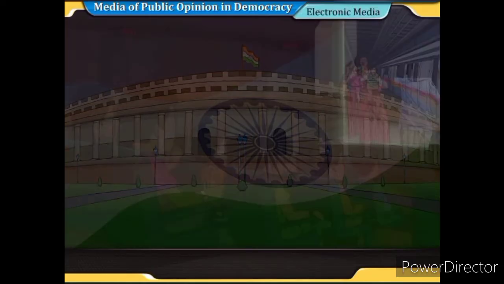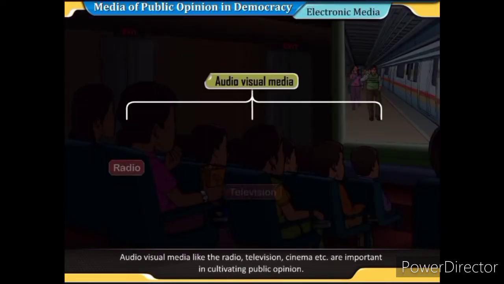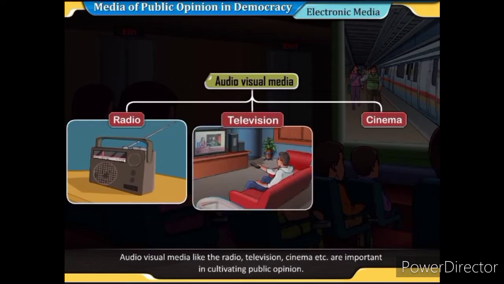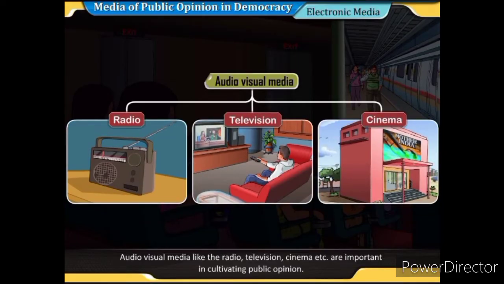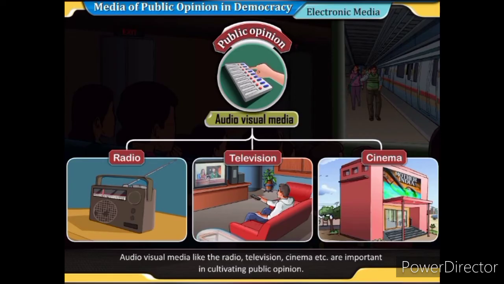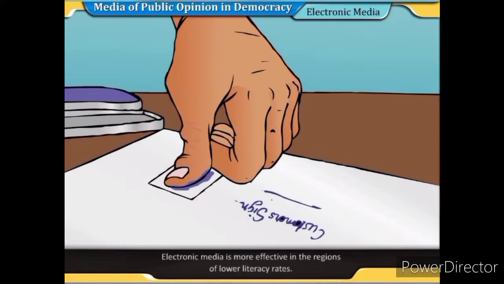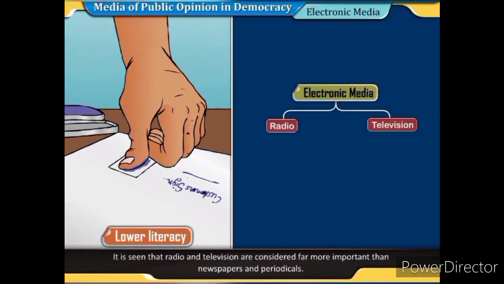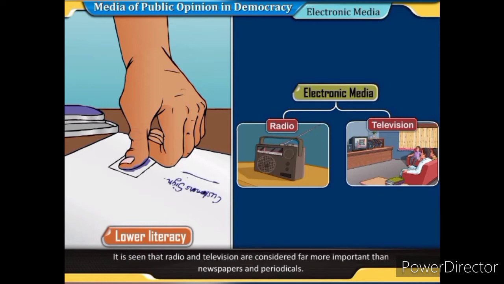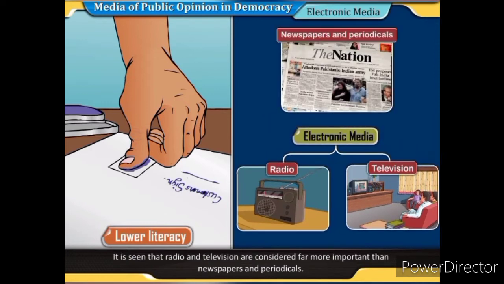Electronic media. Audiovisual media like the radio, television, cinema, etc. are important in cultivating public opinion. Electronic media is more effective in the regions of lower literacy rates. It is seen that radio and television are considered far more important than newspapers and periodicals.